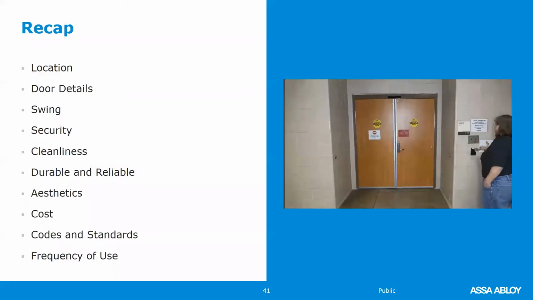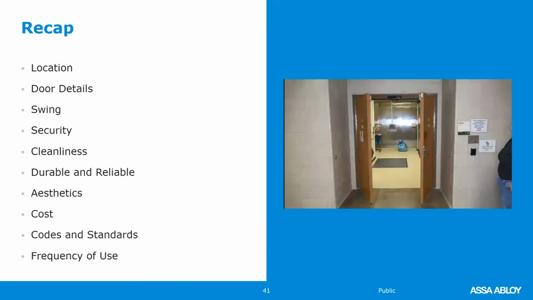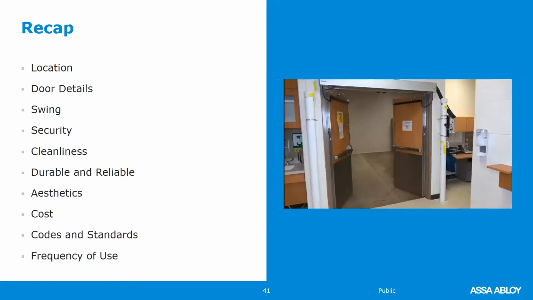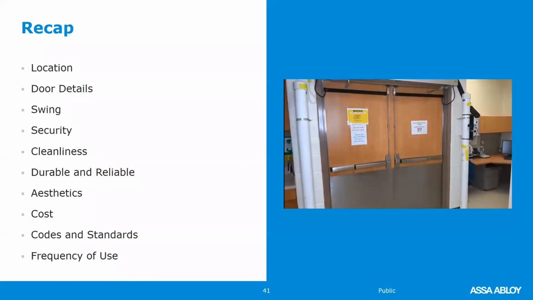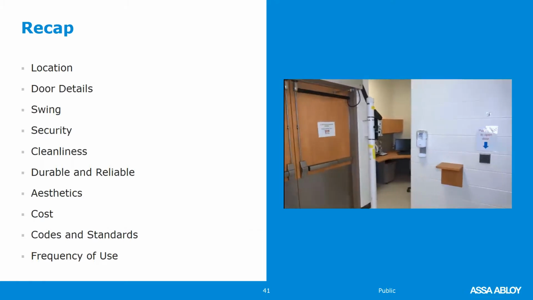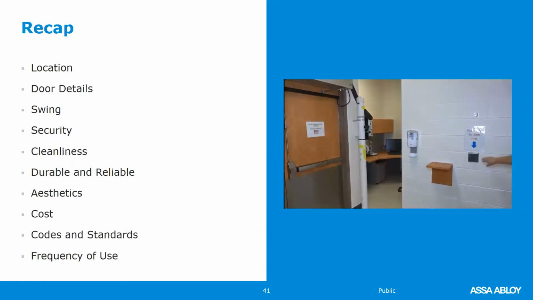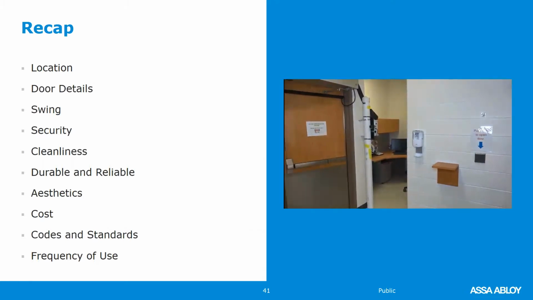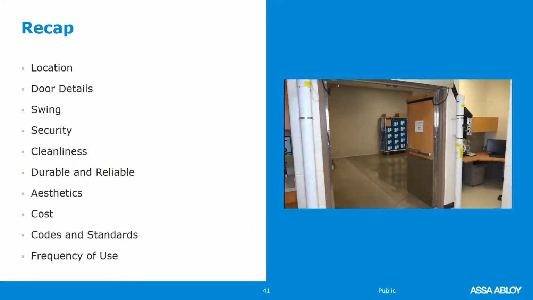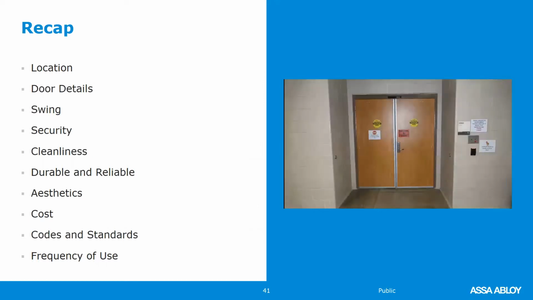So as a recap, hardware for hospitals, you need to know the location, where within the facility, and how does that affect your hardware decisions. Your door details: width, thickness, height, swing direction, security. Is it high security, medium security, low security? Cleanliness is big in everything that we do in a hospital, including we don't want any cutouts in the floor. Durable and reliable. It has to be something that is easily maintained.